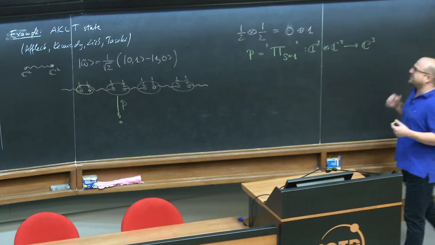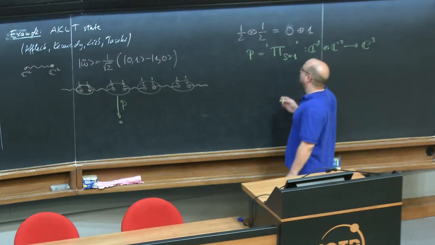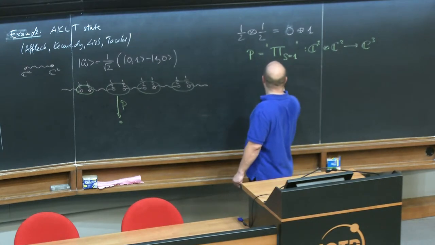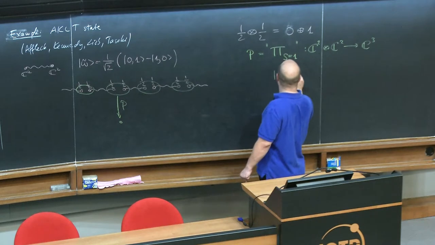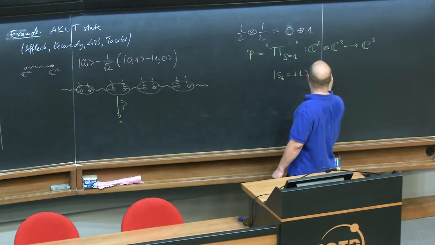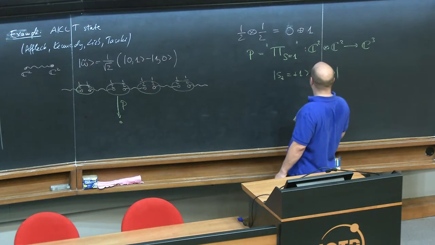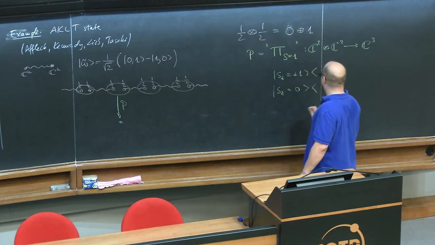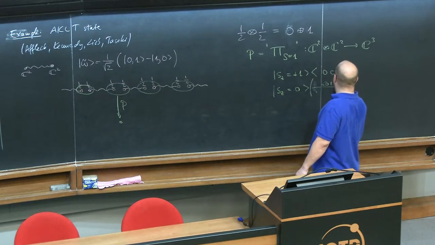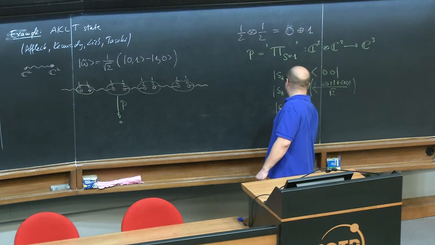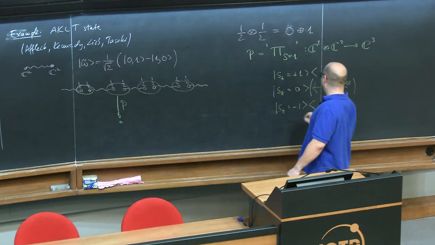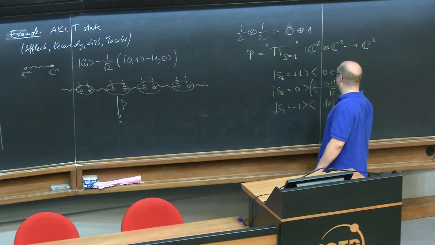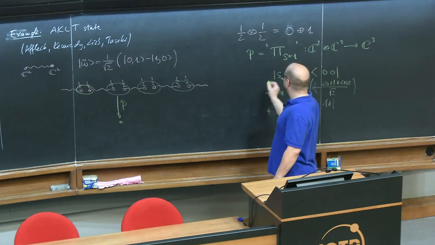So we can write it down explicitly because we know what the spin 1 states are. We have a total S_z equals plus 1, which corresponds to the |0,0⟩ state, the two spins up state. We have an S_z equals 0, which corresponds to the triplet state (|0,1⟩ + |1,0⟩) divided by square root of 2. And we have an S_z equals minus 1, which corresponds to both spins pointing down. And if we add these three, that's P.